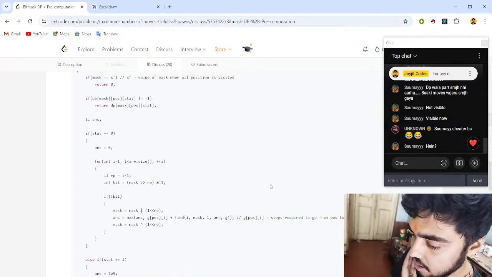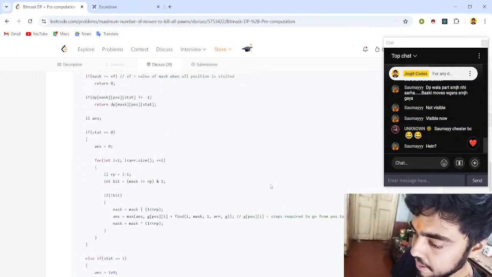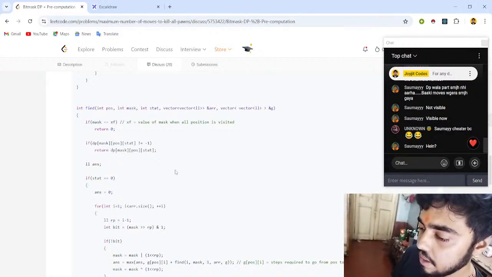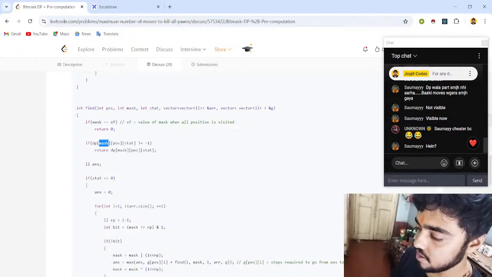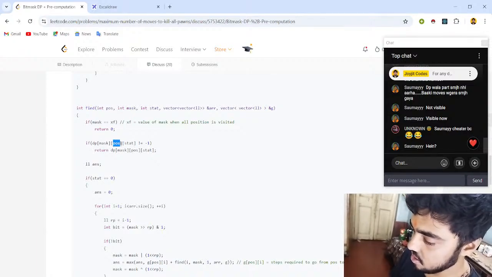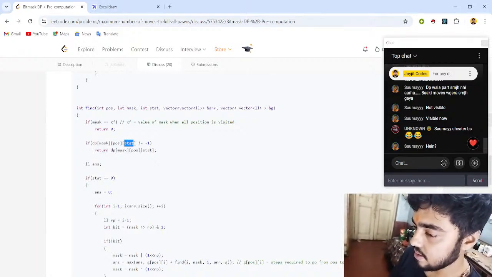So as Soumya was telling me, he wants to check the DP thing. He wants to clarify the DP. So basically, see Soumya, what is happening over here. DP is containing 3 positions, right? Mask, the position, and the stat.